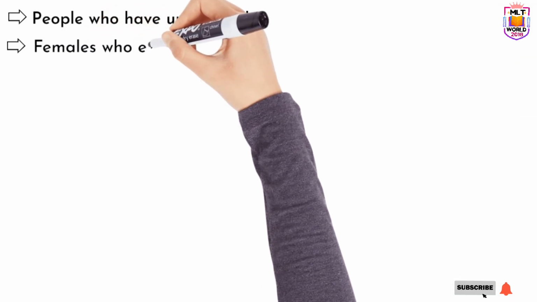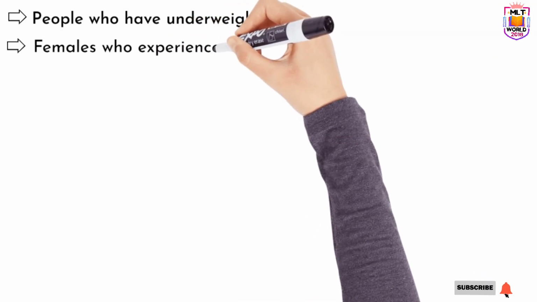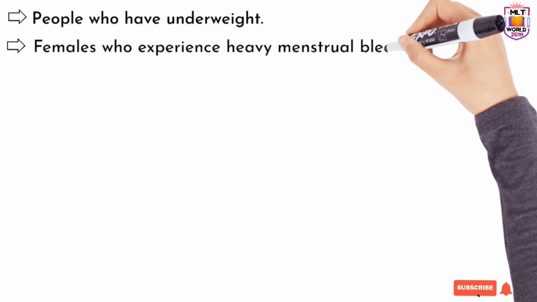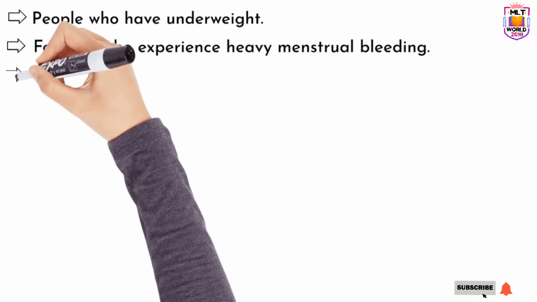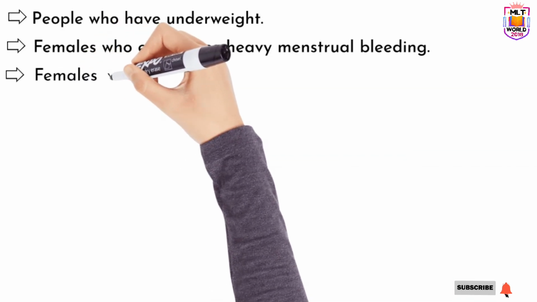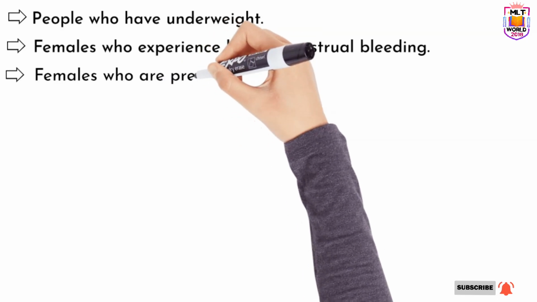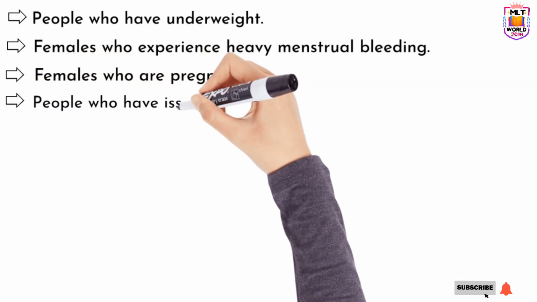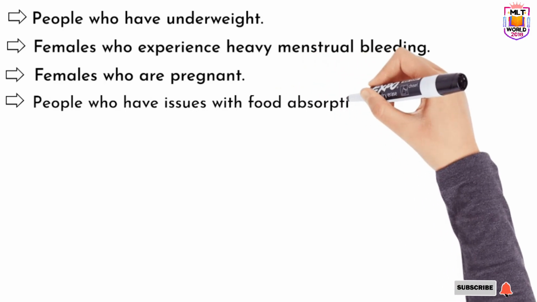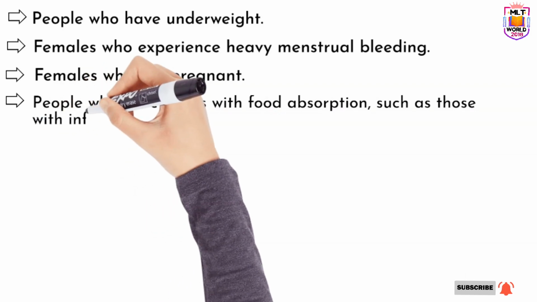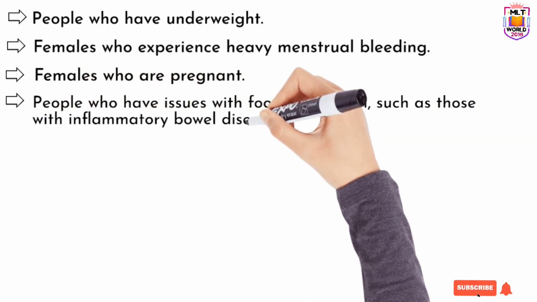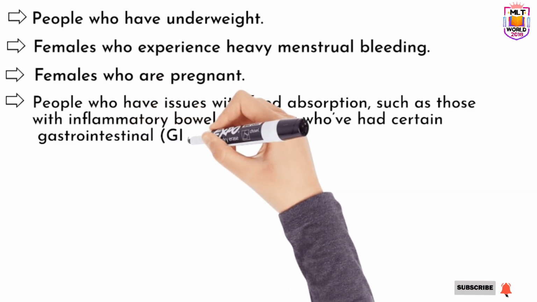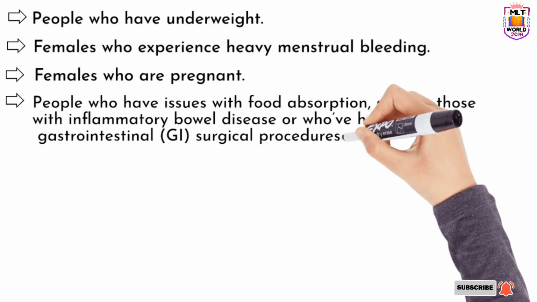Females who are experiencing menstrual bleeding also need to check ferritin. And those females who are pregnant also need to check their ferritin level. Next are people who have issues with food absorption, like inflammatory bowel disease, and those who have had certain gastrointestinal surgical procedures.